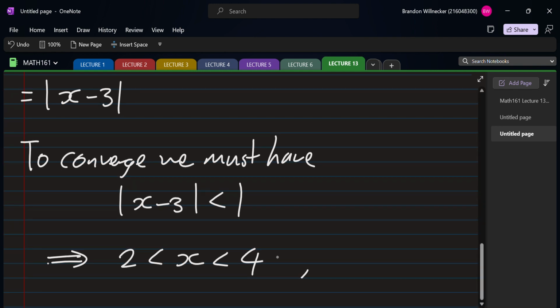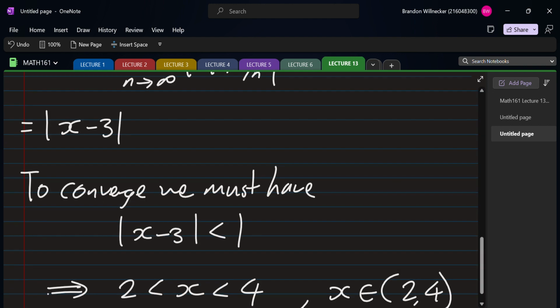Another way of writing this, we can say x is an element of the interval from 2 to 4. But that's just up to you. You can write it with the inequalities, or you can write it like an interval. It means the same thing. So this is our interval of convergence. In other words, it's where our limit value from the ratio test is less than 1. So again, this is from the ratio test.